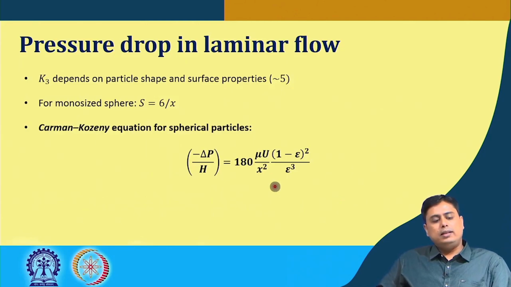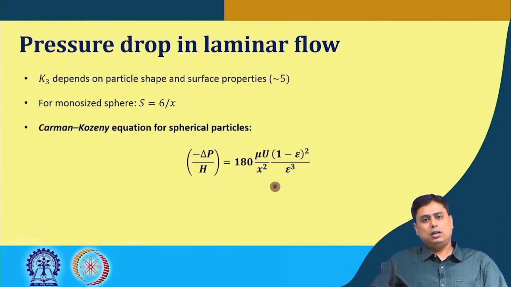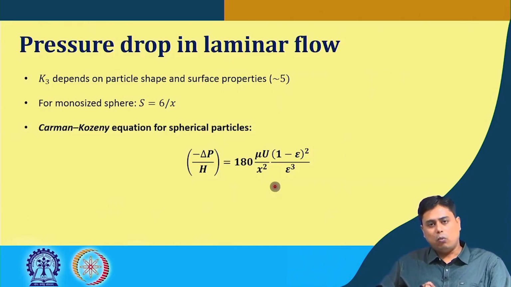So now this K3 constant term depends on the particle shape and surface properties. It has been observed by several experiments, with a wide range of particle types having different density and different shape, that this K3 value depends on the particle shape and surface property, and this value is numerically close to 5, a constant value of 5.